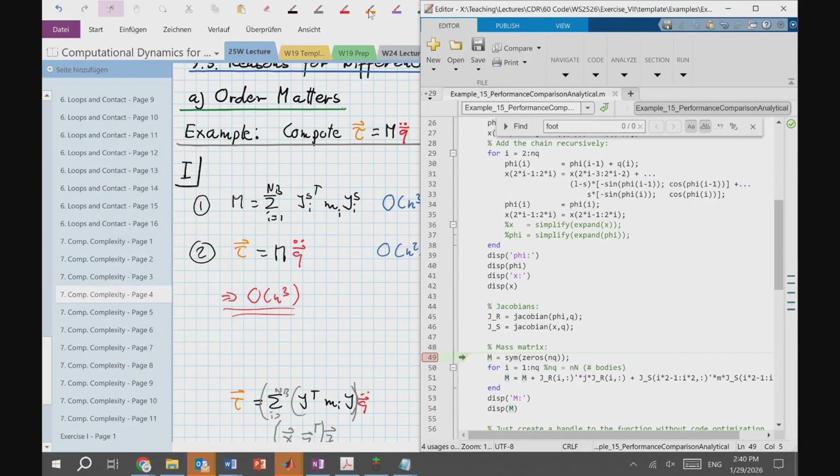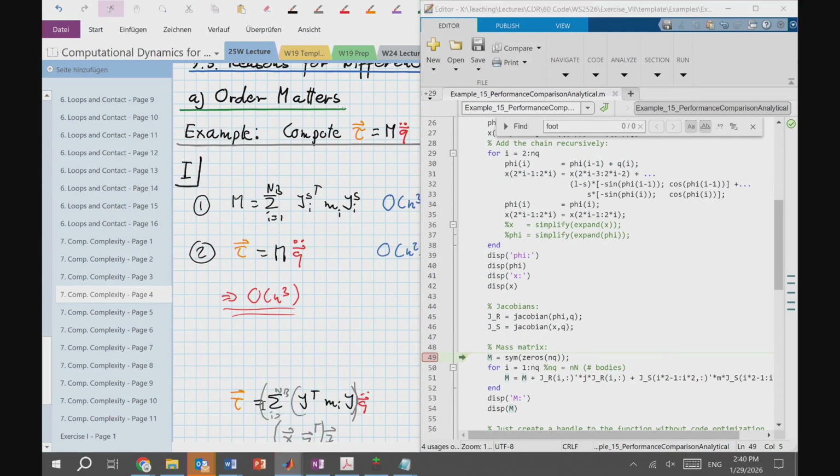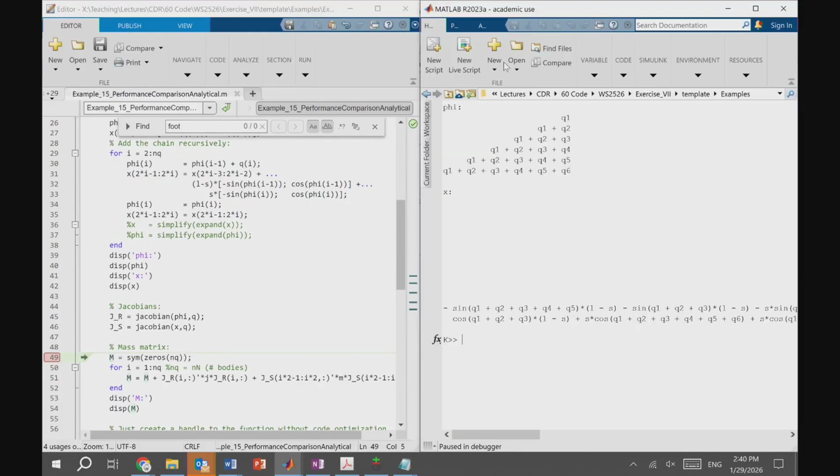nope, that's not what I wanted to show you. Where's MATLAB? Oh, it's gone. Hello, MATLAB? Here we go.